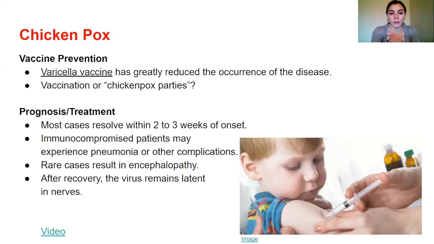For immunocompromised patients, oral acyclovir or other antivirals are administered within 24 hours of onset. In very rare cases, less than 0.1% result in encephalopathy, or inflammation of the brain. After recovery, the virus enters the thoracic nerves of the torso and trigeminal nerve in the head. It can reemerge later in life as skin lesions or shingles.